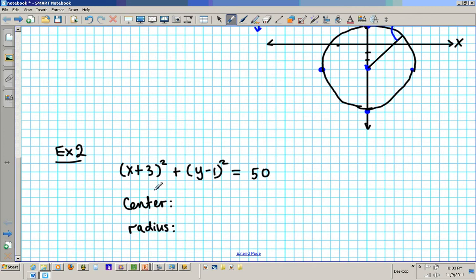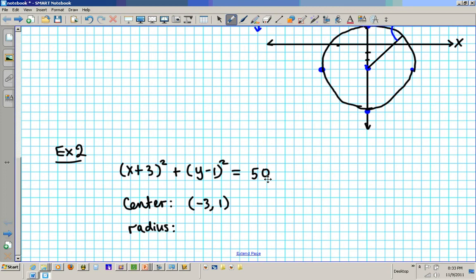Now let's find the center. We need to take the opposite of the number next to x for the x coordinate, and the opposite of the number next to y for the y coordinate. So the opposite of positive 3 is negative 3. The opposite of negative 1 is positive 1. Boom. There goes your center.